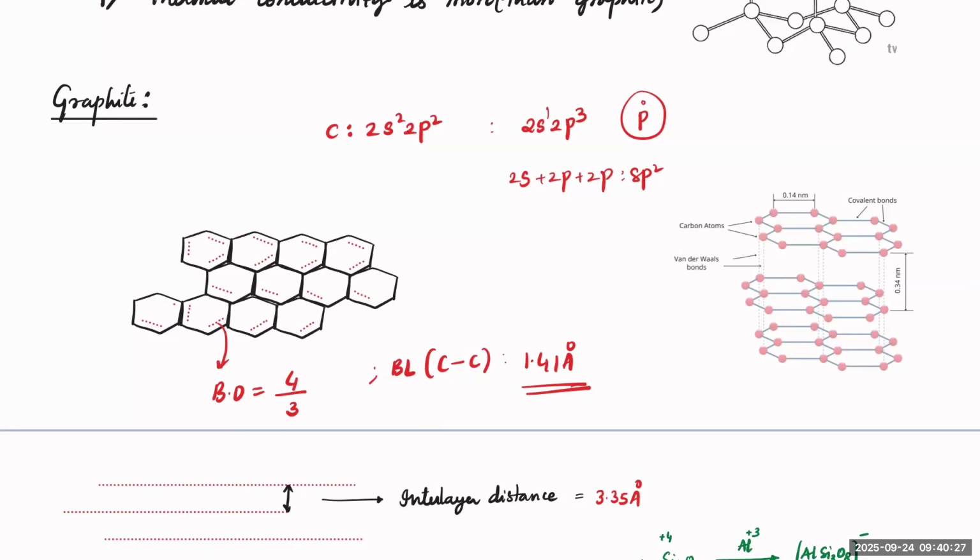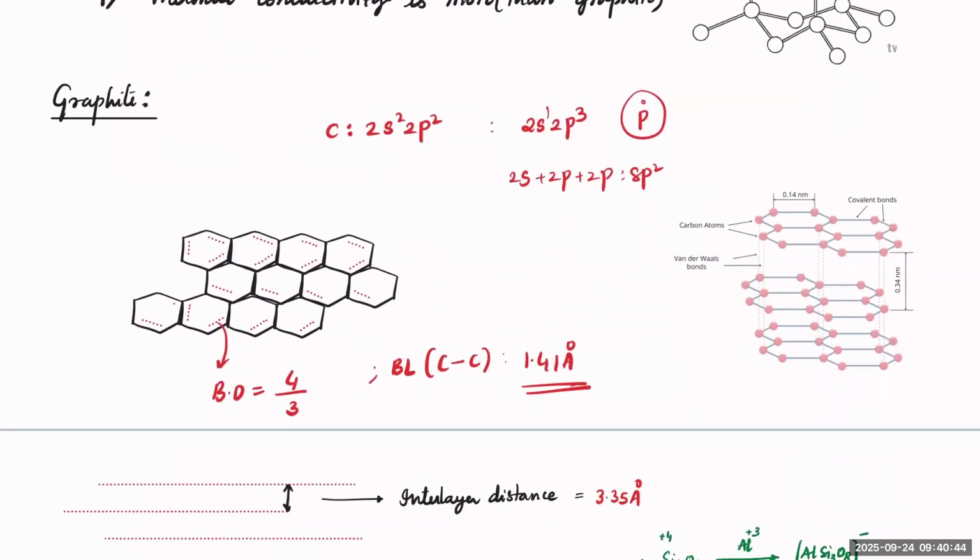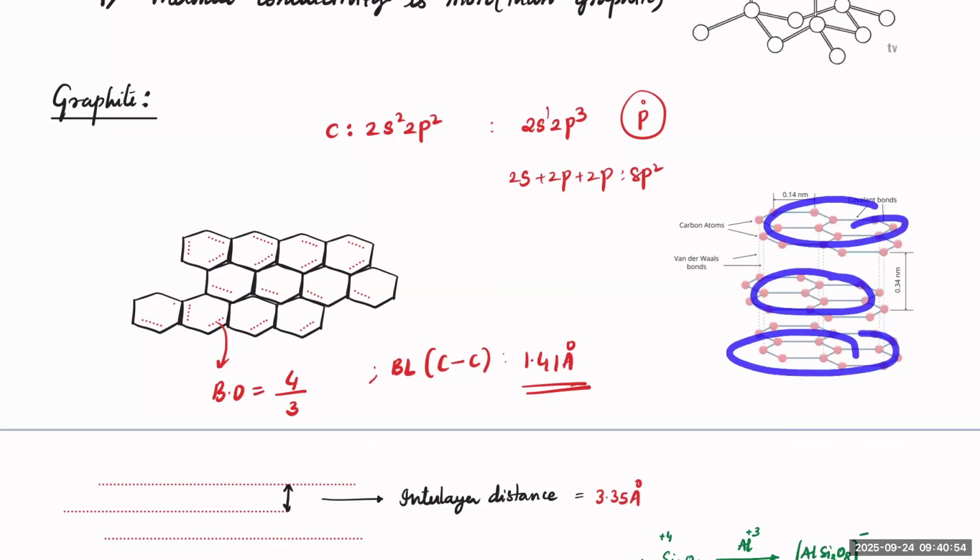Now bond length will be equal to 1.41 Angstrom. So what do you notice here? Bond length in diamond is larger than bond length in graphite. And not just that, graphite has layers. If you have one layer here, there is one layer above and one layer below.